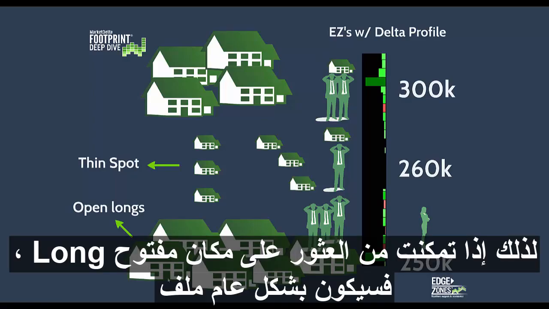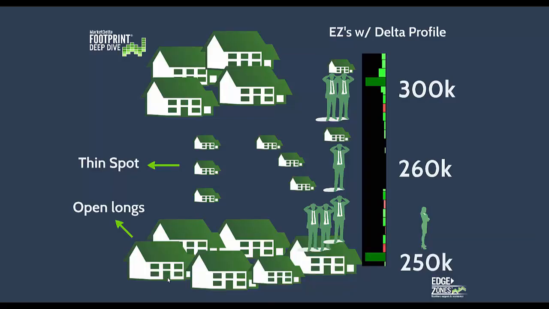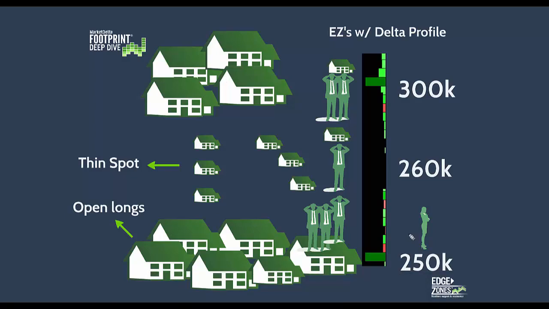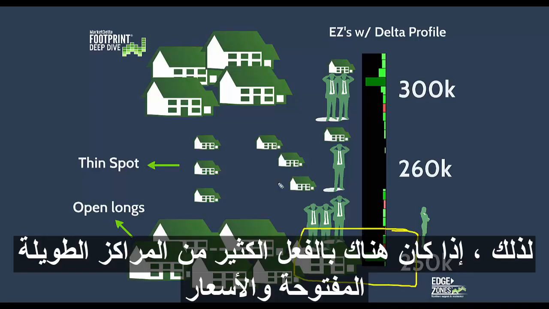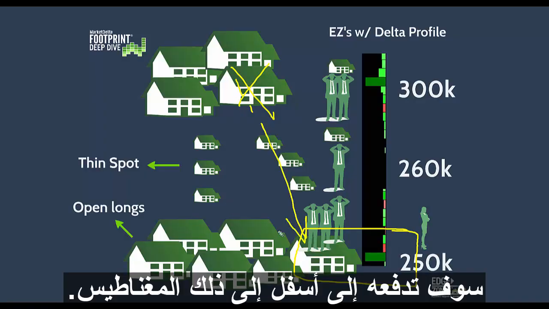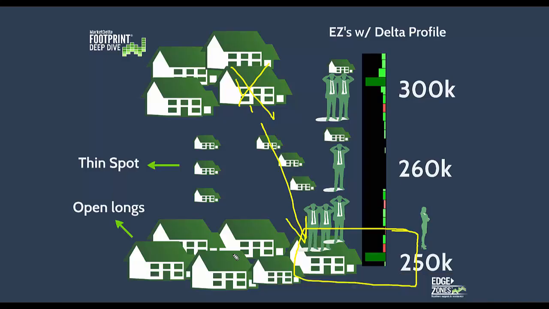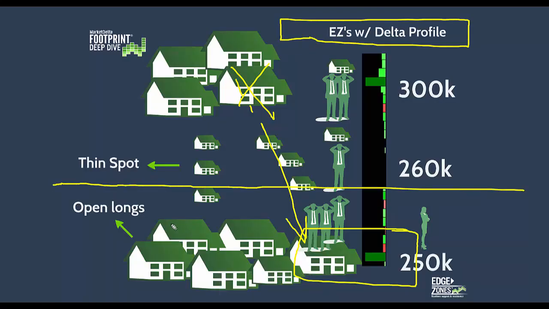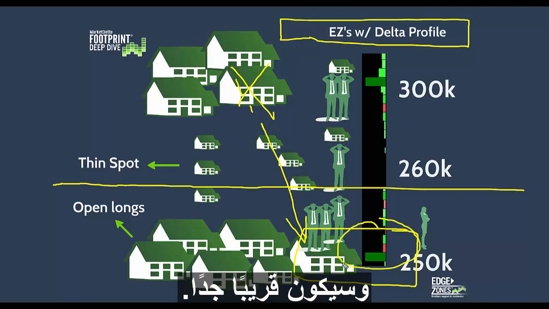So if you could find where there's open longs, it's generally a magnet for price to return, given the fact it might be higher, if in fact it's higher. So if there indeed is a lot of open long positions here and price is above it and some selling starts to come in, generally, it's going to drive it right back down to that magnet. So edge zones with the delta profile. If there was an edge zone, it would come in right around here. And it would be really close to the delta profile.